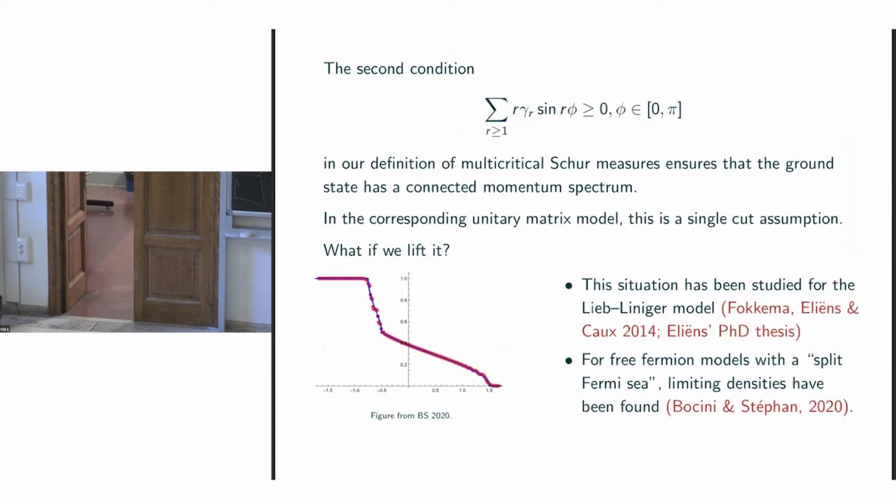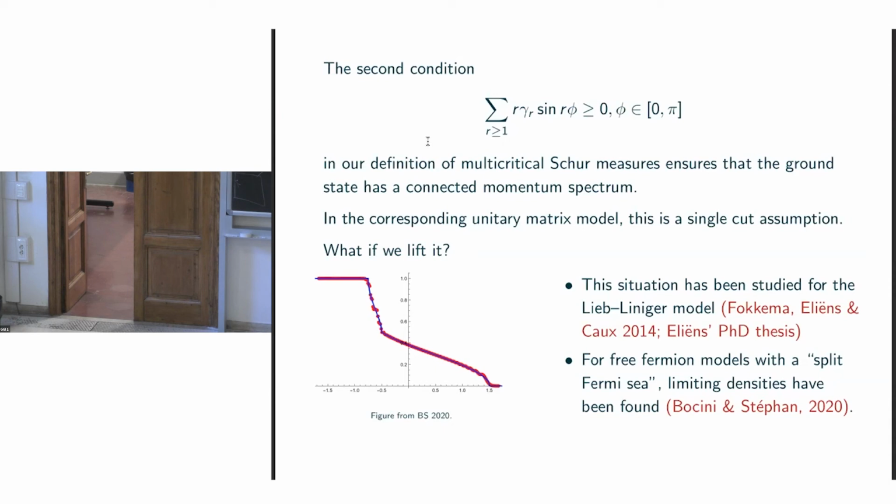lift that extra condition I had at the end of the definition of our multicritical measures, which interestingly doesn't seem to be necessary for the heuristics. So this extra condition we need on our coefficients doesn't appear naturally if you just want the Hamiltonian to look nice, or for its wave functions to appear to resemble Airy functions. But what it does do is it gives you a single connected support for the momentum spectrum in the ground state.